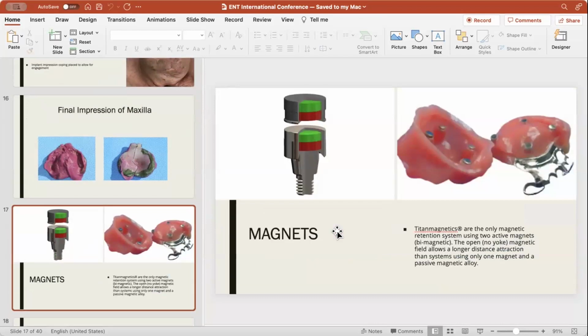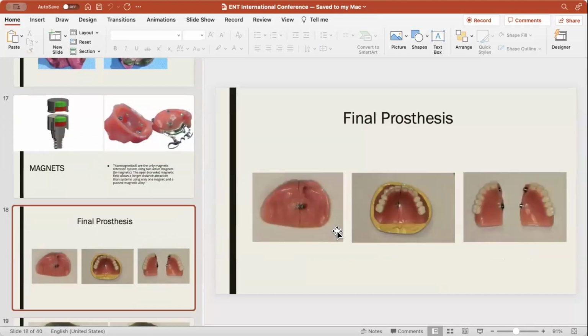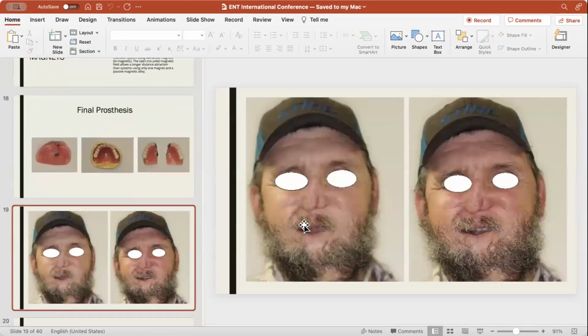And magnets were utilized for the final obturator so that the patient could insert one at a time and be able to lock it in inside the mouth for it to function. So this was the final prosthesis, with one side being put in first and then the other side second, and the two connecting together in order to function intraorally to allow the patient to speak and eat. And this was the patient before and after.